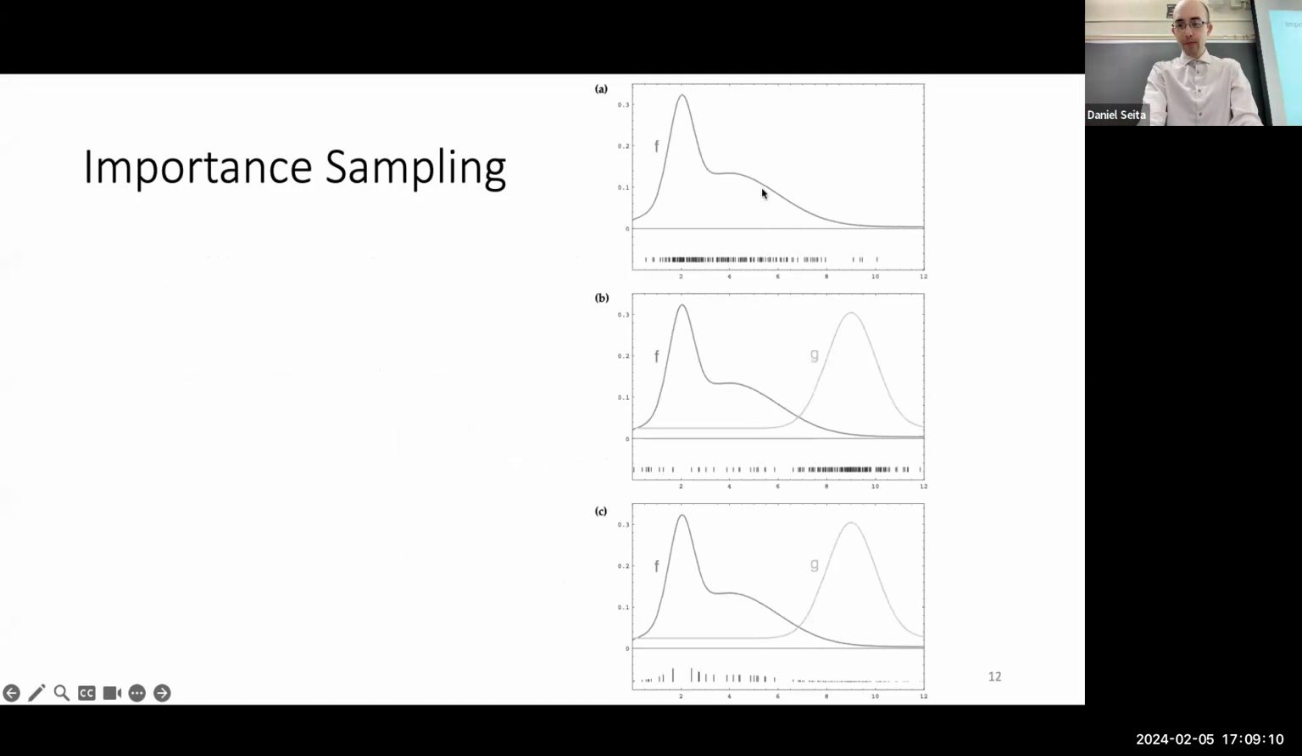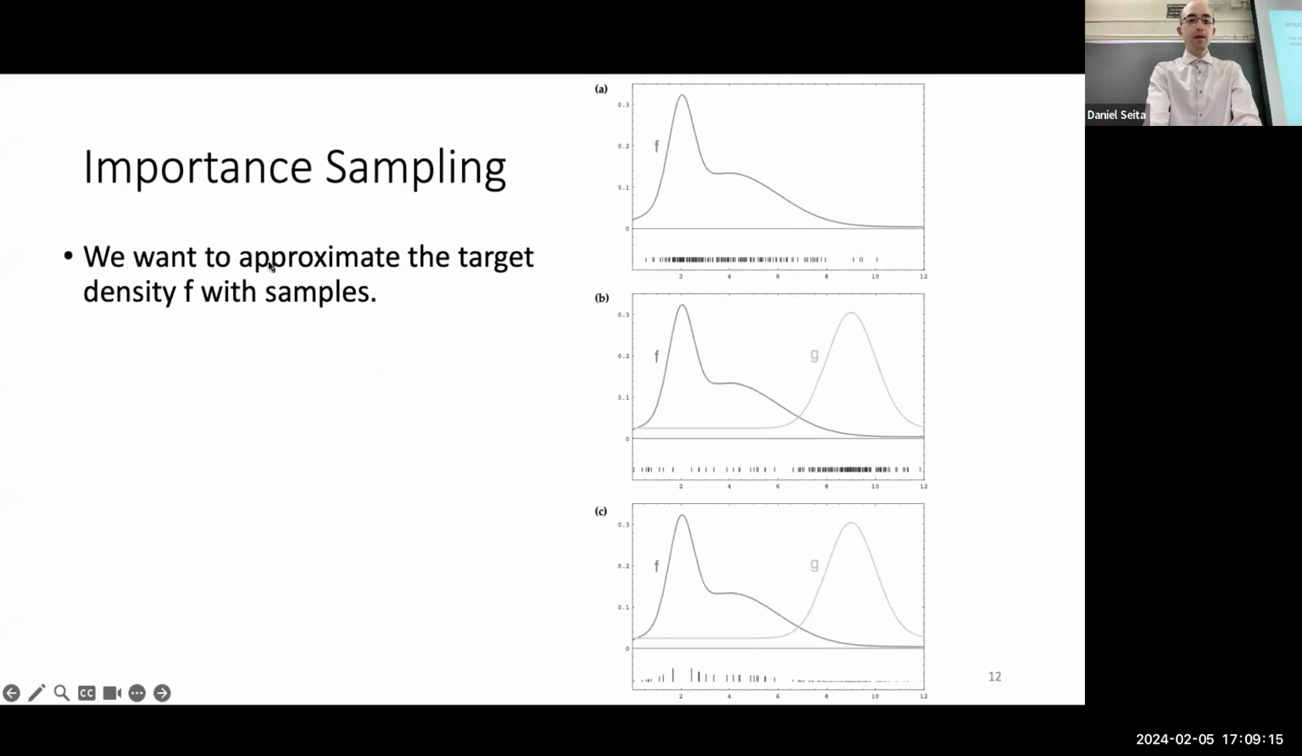And visually, it looks like this. When you have functions f and g, we would like to approximate the target density f with samples. The way to read the diagram is that each of the vertical lines represents one sample. And so the density of f is higher in this region, and so you get more samples concentrated there. Yeah. So it's like if you're plotting a histogram, you get more value where it's higher.